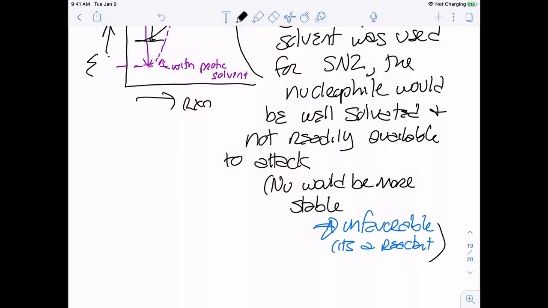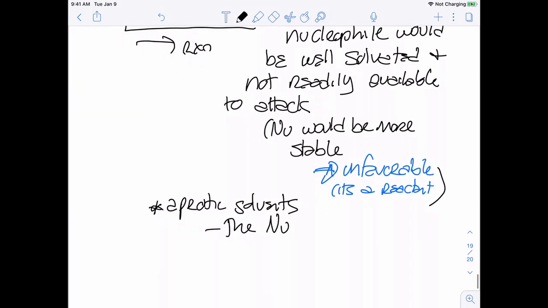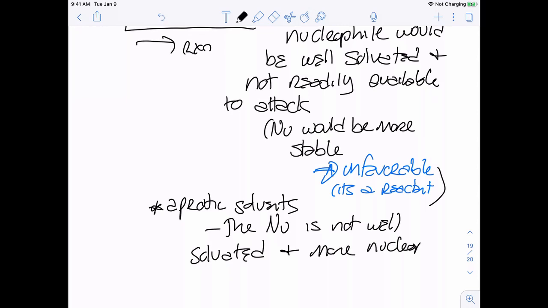So with aprotic solvents, the nucleophile is not well solvated and more nucleophilic, right? It's not hanging out with all of its solvent friends, it's actually able to go and do its job.